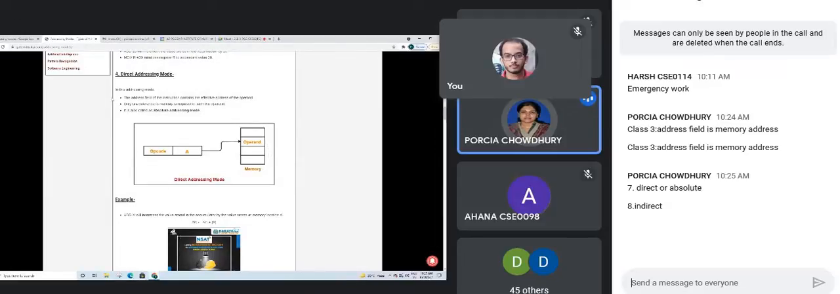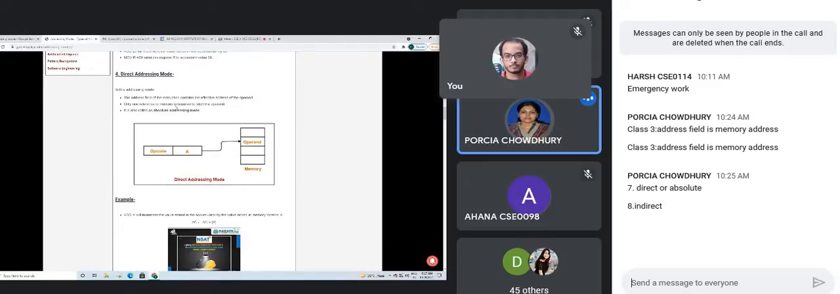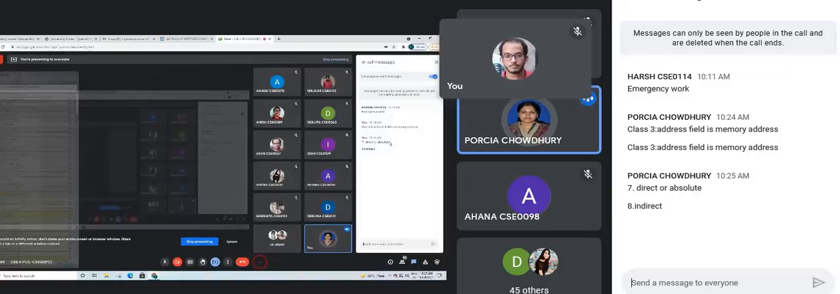In direct addressing mode, the address field of the instruction contains the effective address of the operand. Whatever address is given over there, you just have to go to that memory address to fetch the operand. Only one reference to memory is required to fetch the operand. This is one memory reference. This is also called absolute addressing mode, that's why I have written direct or absolute addressing mode.